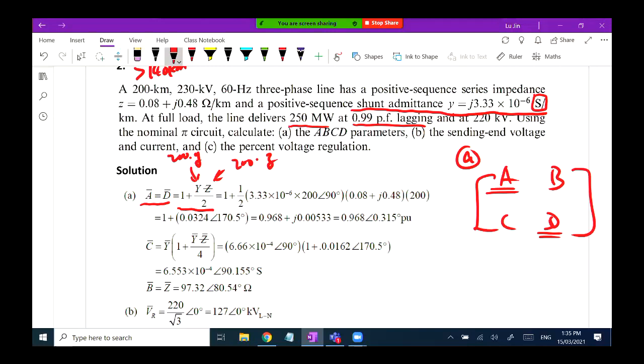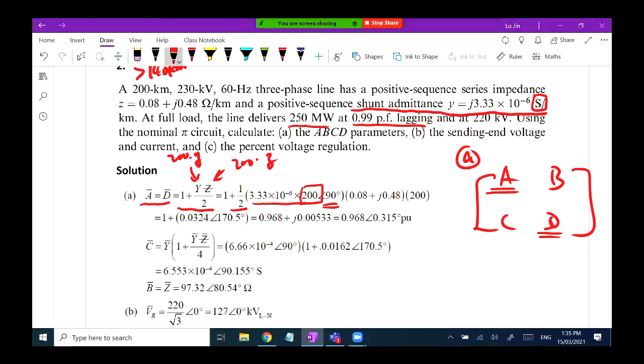Okay, and then for the calculation, that should be pretty simple. So half is given here, and this is the unit length admittance, multiplied by the transmission distance 200. Why do we have 90 degrees here?